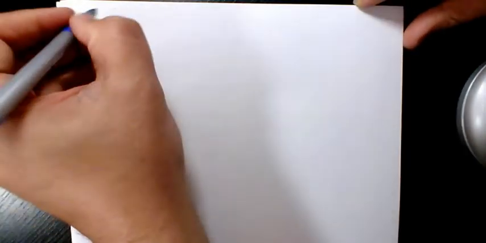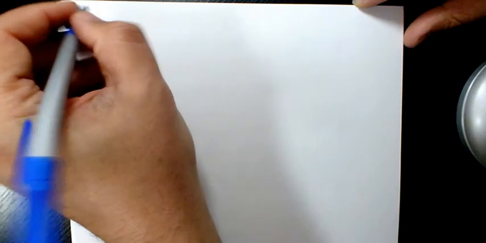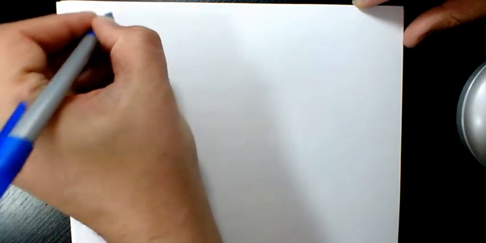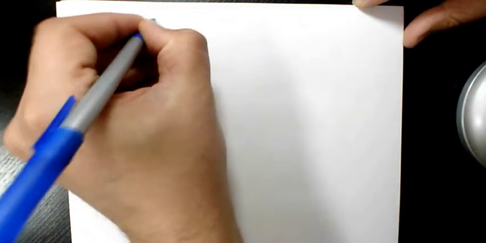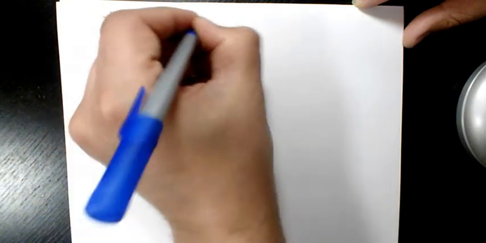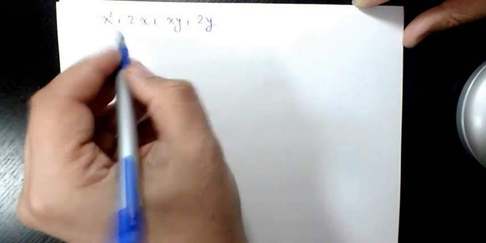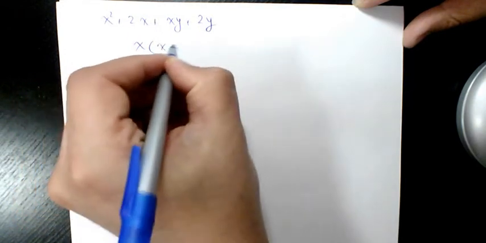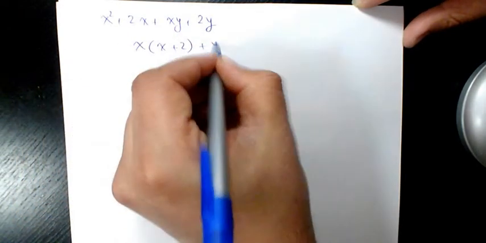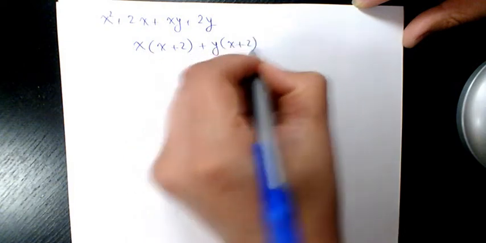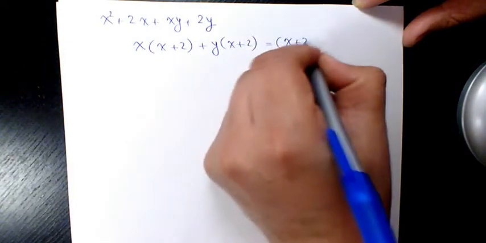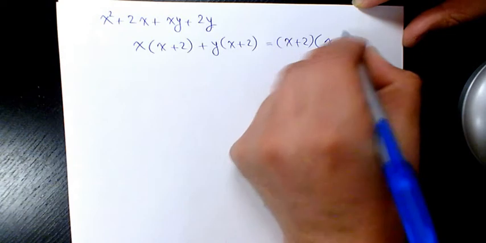Next example is x squared plus 2x plus xy plus 2y. If you factor x in here, it's going to be x plus 2. If you factor y in here, it's going to be x plus 2. So it's going to be x plus 2 times x plus y.